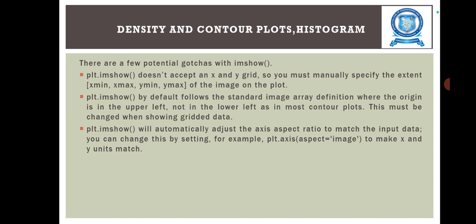That means plt.imshow does not accept any x and y grid, so we must manually specify the extent, xmin, xmax, ymin, ymax, of the image on the plot. plt.imshow by default follows the standard image array definition, where the origin is the upper left, not the lower left as in most contour plots. This must be changed when showing gridded data. plt.imshow will automatically adjust the axis aspect ratio to match the input data. You can change this by setting some aspect to make x and y units match.